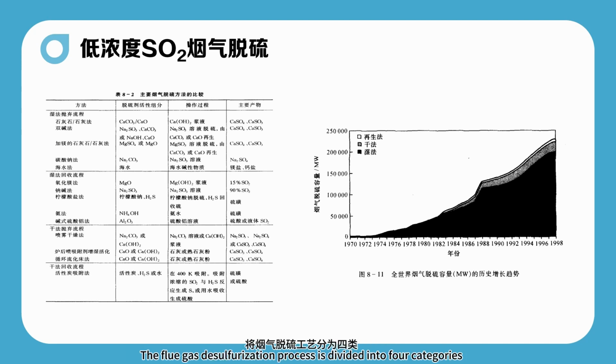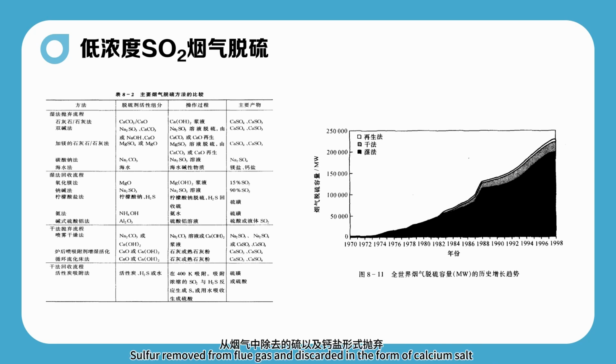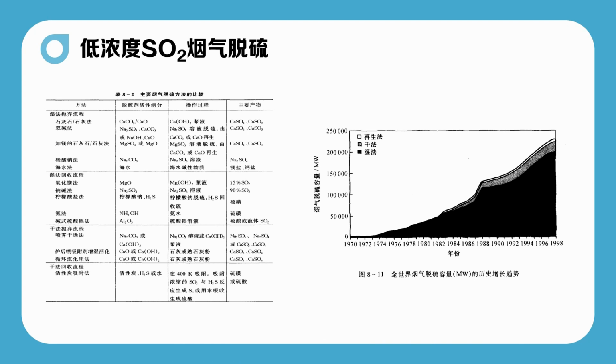In the table, flue gas desulfurization processes are divided into four categories: wet recovery system, wet discard system, dry recovery system and dry discard system. Because sulfur dioxide is an acidic gas, almost all washing processes use an aqueous solution or slurry of alkaline substances, most of which are discarded in the process. Sulfur removed from flue gas is discarded in the form of calcium salt, so the consumption of alkaline substances is large. In the recovery process, the recovered product is usually elemental sulfur, sulfuric acid or liquid sulfur dioxide.